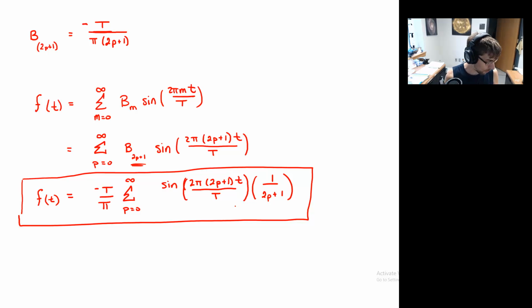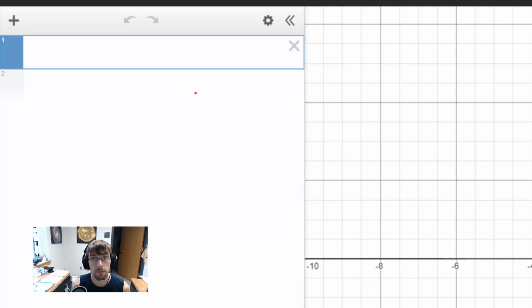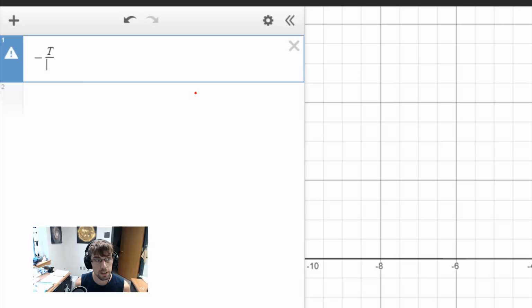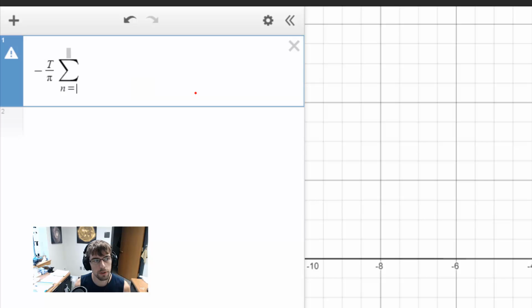Now, don't take my word for it. You shouldn't take my word for it. That would be bad. Let's go ahead and pull up Desmos and see if we can actually plot this and show it. So we have Desmos. I'll first start off with a negative T over pi. I guess I could have left that inside the summation if I wanted to. It's perfectly valid. Then we're going to do the sum.